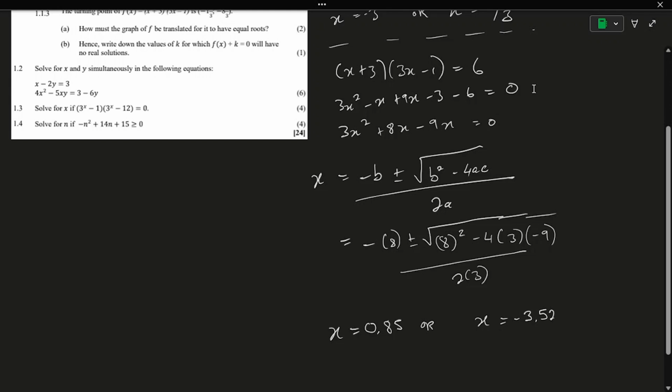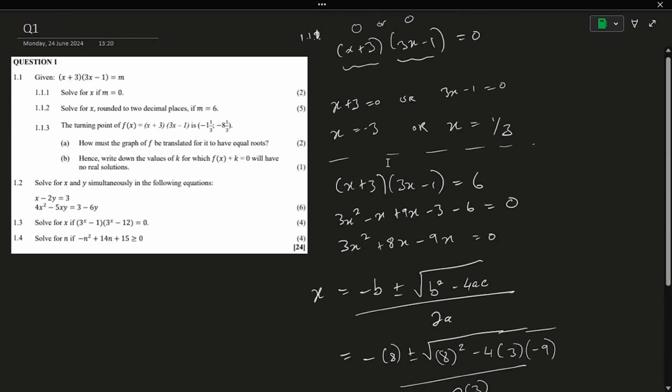So I found the x values to be 0.85 and -3.52. If this is incorrect, please write the correct answers down in the comments below. It's possible that I might have punched my calculator incorrectly, but this is what I found. Right, 0.85 and -3.52. Now let's move on to the next question. Let me erase this real quick.